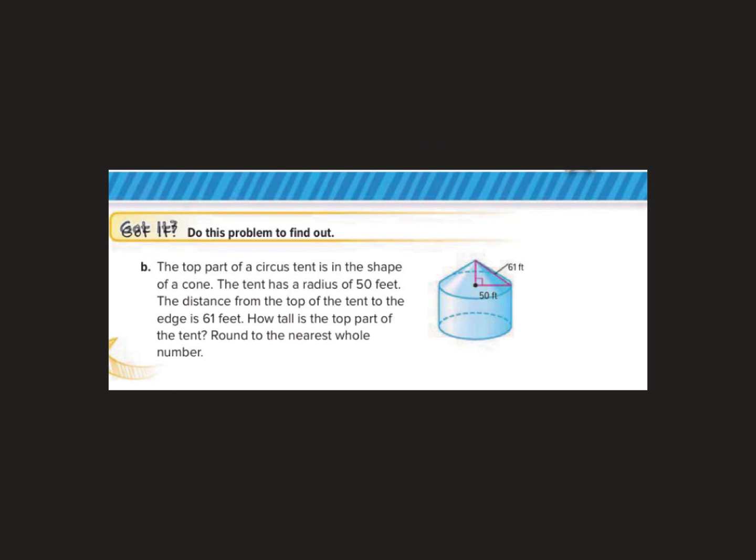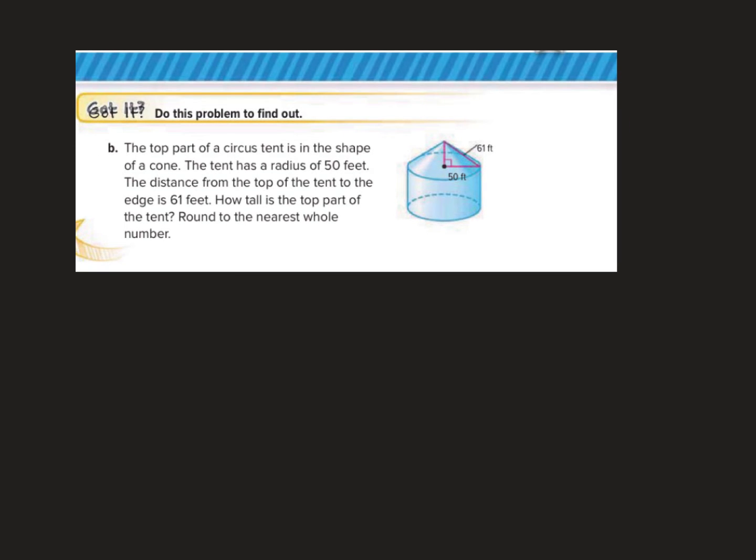Let's try one more. The top part of a circus tent is in the shape of a cone. The tent has a radius of 50 feet. The distance from the top of the tent to the edge is 61 feet. How tall is the top part of the tent? Round to the nearest whole number.